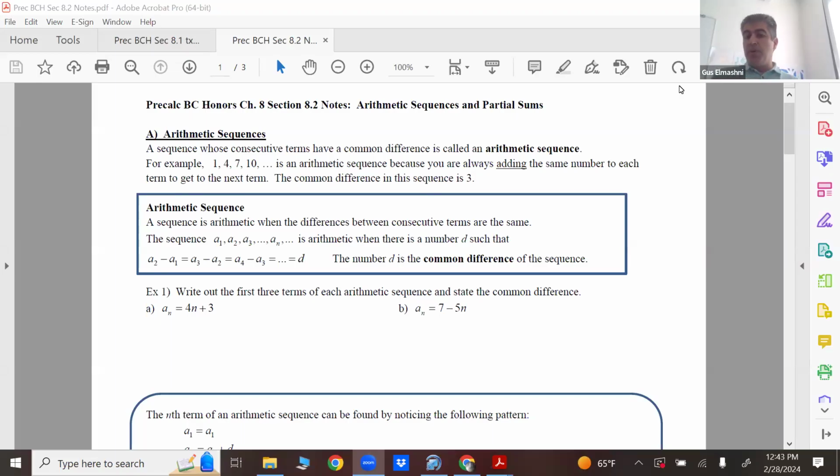Okay, so section 8.2, arithmetic sequences and partial sums, or you call them arithmetic, tomato, tomato, I don't really care. But what is an arithmetic sequence? It's a sequence that has a common difference. So an example: 1, 4, 7, 10. What's the pattern? You're adding 3.